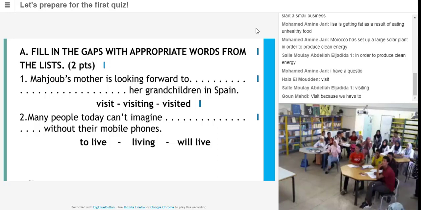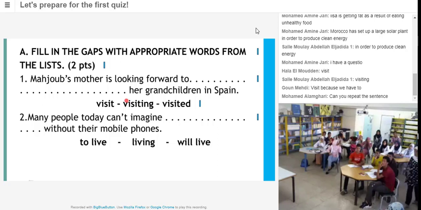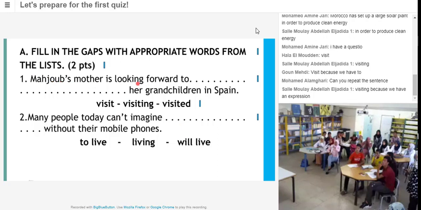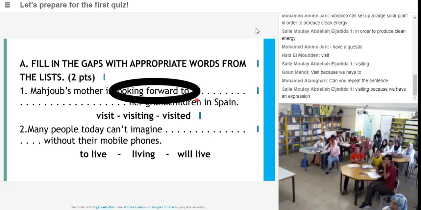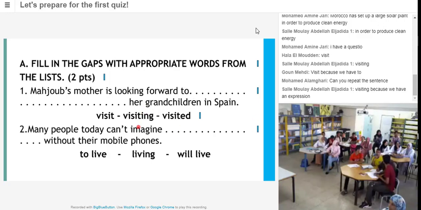I'm curious to know. The sentence is here, Amin. Mahjoub's mother is looking forward to her children in Spain. And these are the three options. Abdullah Jdida says visiting because we have an expression. That's excellent. What expression do we have? Looking forward to. Excellent. So look forward to is this kind of trick you have here. Looking forward to is an expression that you must use the gerund after. So when you have looking forward to, you must have a gerund after. So the answer is visiting, not visit. Be careful about this expression. Look forward to is always followed by gerund.